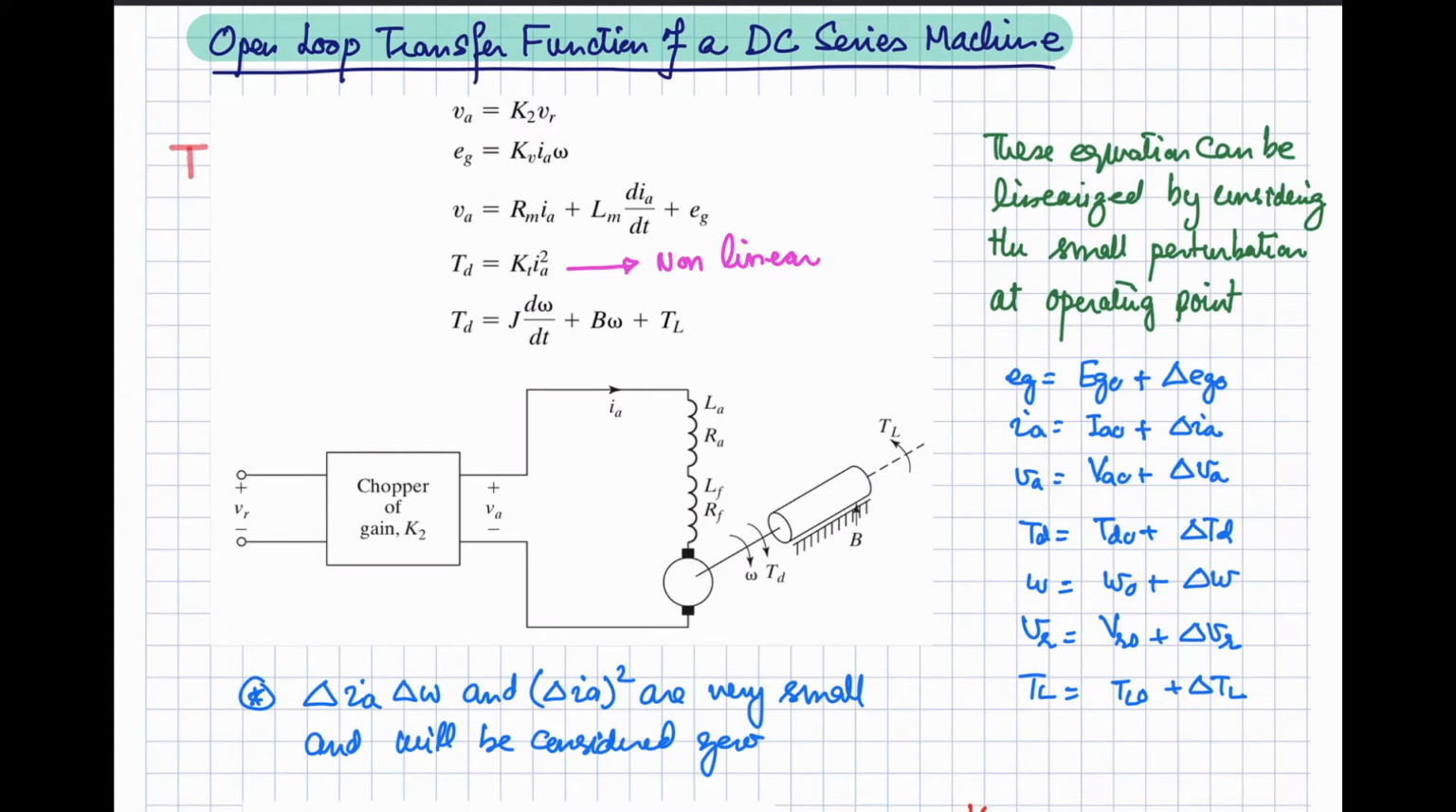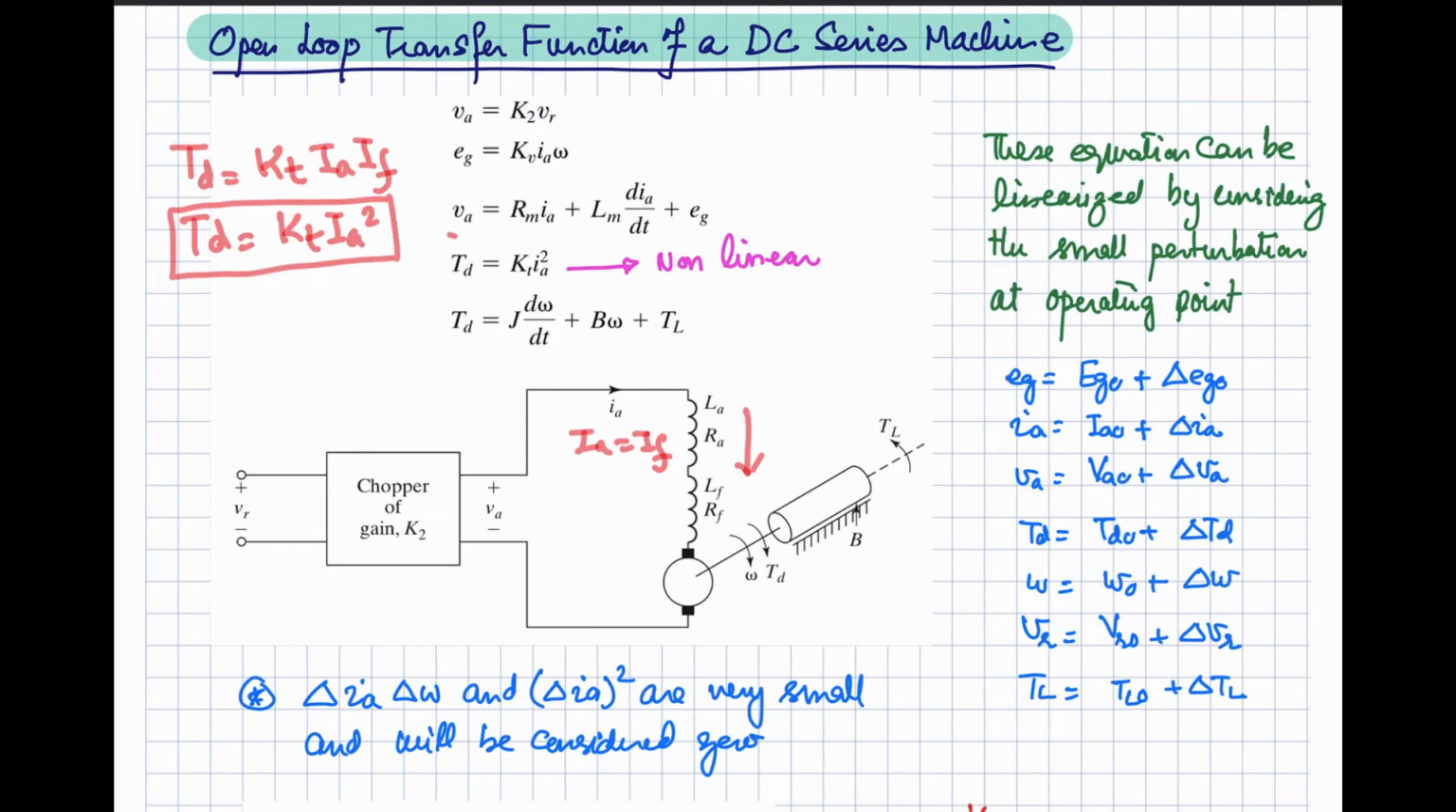We know that for a DC series motor, the developed torque is given as some constant Kt into Ia into If. But in this case, Ia and If are the same because they are connected in series. So I can say Td is equal to Kt into Ia square. So this is our torque equation, and you can say the torque depends upon the square of the armature current.